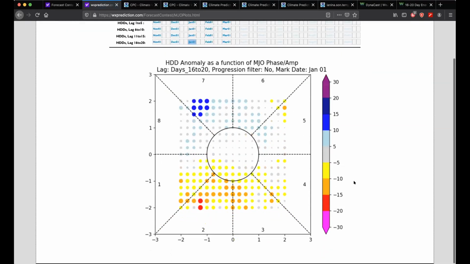And you can see that there are some fairly high HDD values that you would expect. Say the signal was in phase 2 on January 1st, then 16 to 20 days later, you'd expect an HDD anomaly of minus 10 to 15, which is a warm signal. Conversely, if the signal were in phase 7, then roughly 16 to 20 days later, you'd expect about 10 to 15 higher HDD, so cooler conditions.